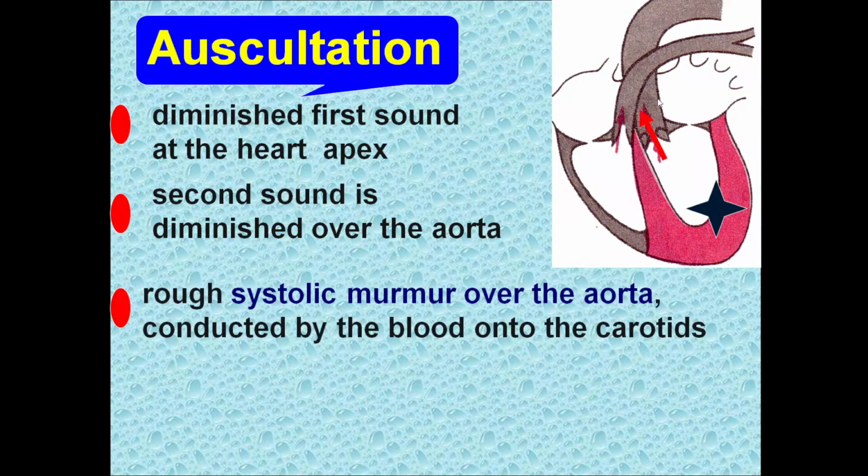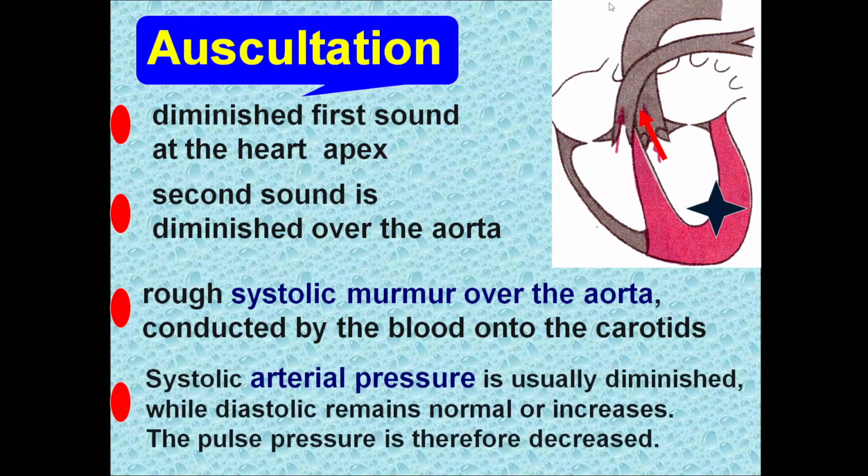And we'll hear turbulent movements of the blood which goes through the narrowed aortic orifice. Rough, loud systolic murmur over aorta conducted onto the carotid artery, and first of all right carotid artery. I said that systolic blood pressure diminishes, but diastolic will be nearly normal. As a result, pulse pressure decreases.